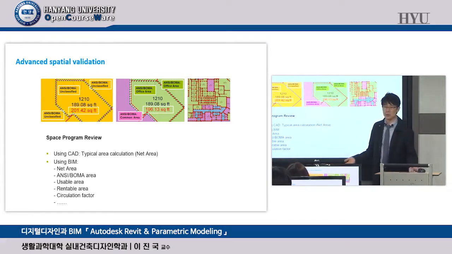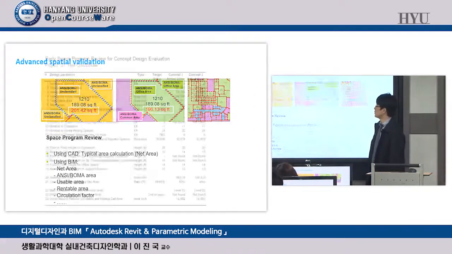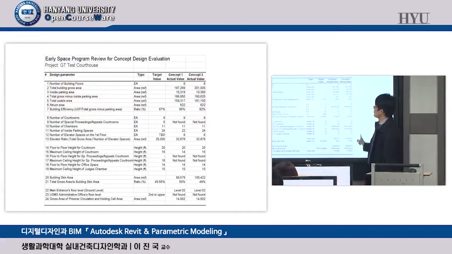Money is different, okay? That's why it's critical. So this is the kind of application we developed. This is the Space Program Review Report, an Excel file. This one isn't written by hand. I mean, it's not manual. It's an automatically generated Excel file from BIM tools, okay?